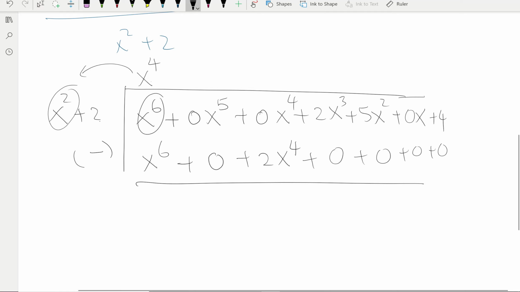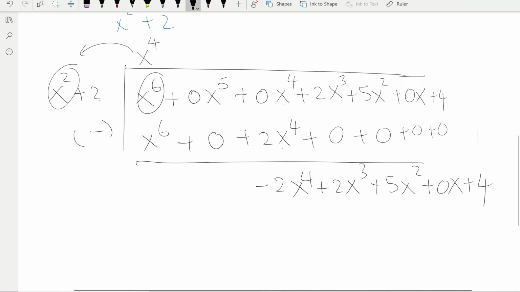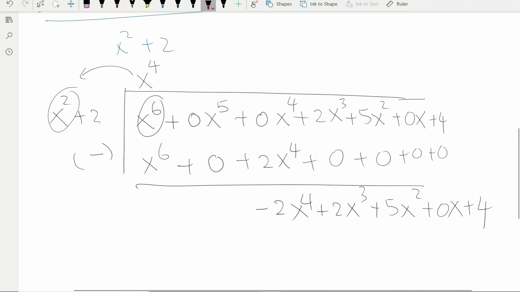The x to the 6 cancel out. 0x to the 5, 0x to the 5, there's nothing. So 0x to the 4 minus 2x to the 4 is negative 2x to the 4. Here 2x cubed comes down for free, 5x squared comes down for free, 0x comes down for free, 4 comes down for free.